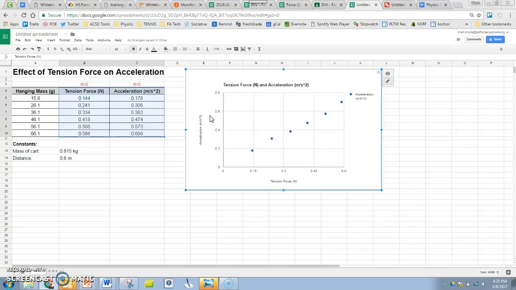That's not really a surprising result. The harder you pull on a string, the quicker the cart's going to accelerate. That is a general relationship, but we're looking for a more specific relationship. So we need to analyze the data a little more closely.